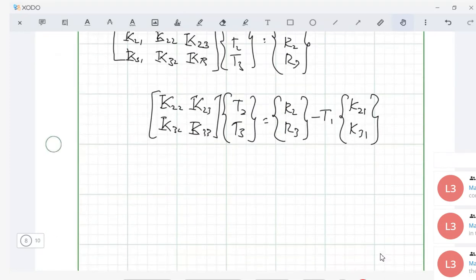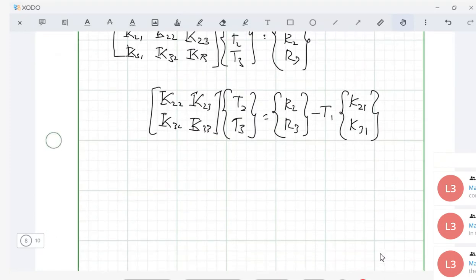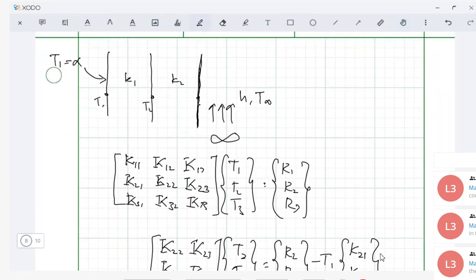So now, how do we put the second boundary condition here? How do we put this boundary condition? Note that, let's say this is your wall, which is a solid. Maybe this is aluminium, this is copper, and then this is air.